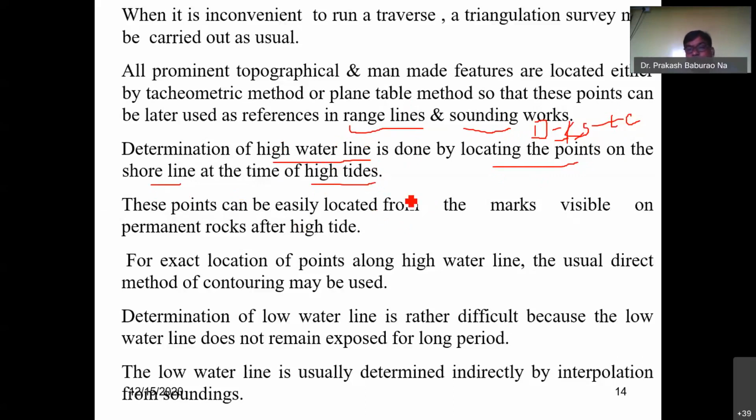Points are to be easily located from the marks visible on permanent rocks, that is a permanent mark by using this rock, or you have to mark with paint after the high tide. Exact location of points along the high water line. The usual direct method of contouring may also be used. The low water line is rather difficult because it does not remain exposed for a longer period. The low water line is usually determined indirectly by utilizing the interpolation method.